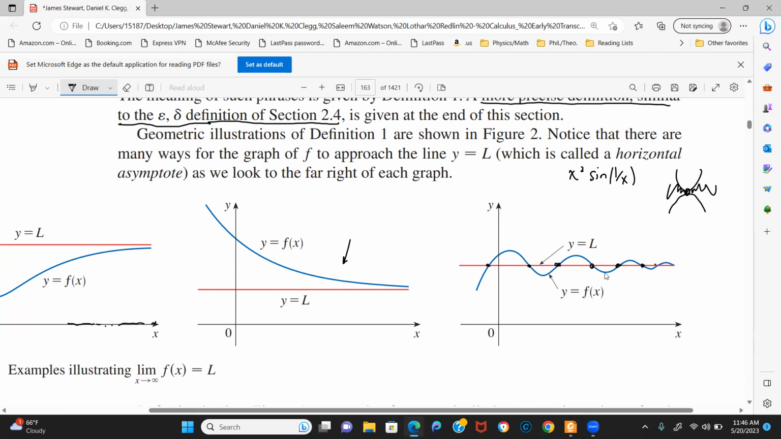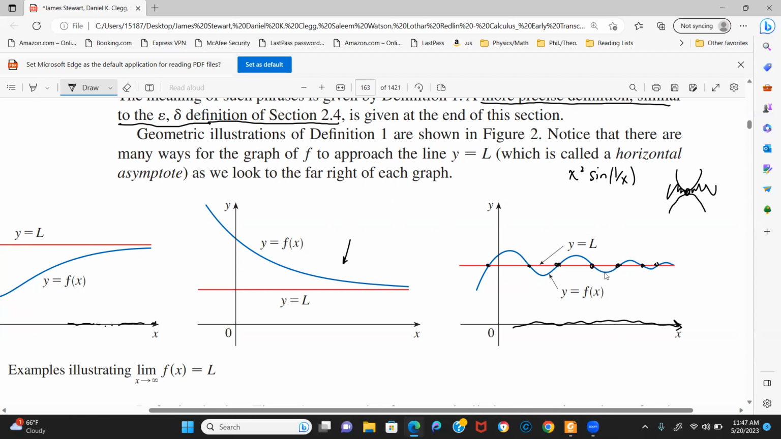But as you notice, as you go out to infinity, this curve gets trapped in some sense. It has to hover around and get closer and closer to this line y is equal to L. So it's like attracted to this line in a sense. So you can have a lot of different behaviors as x approaches infinity.